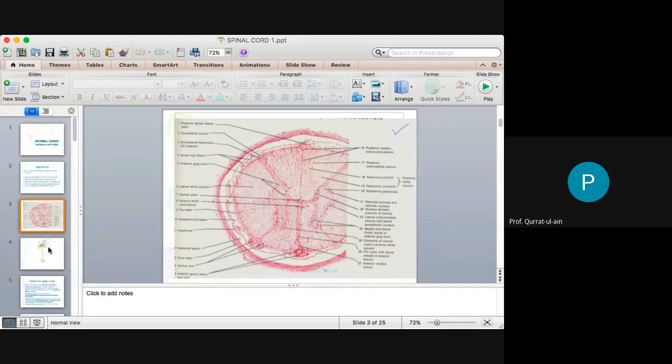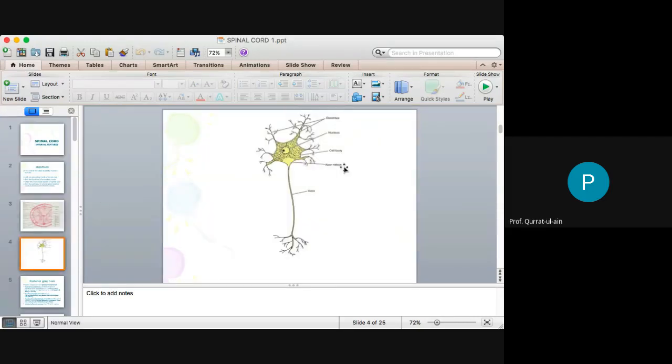Cell body. This is the neuron, which is actually forming the whole of your central nervous system. It has a body, right? This is the cell body. The collection of cell bodies is in the gray matter. And these are smaller processes, the dendrites, and this is the long axon. And these axons are forming the nerve fibers, and these processes are in the white matter, right?